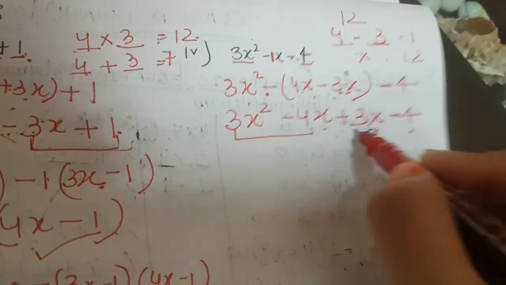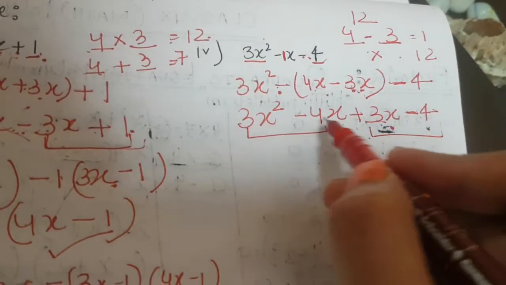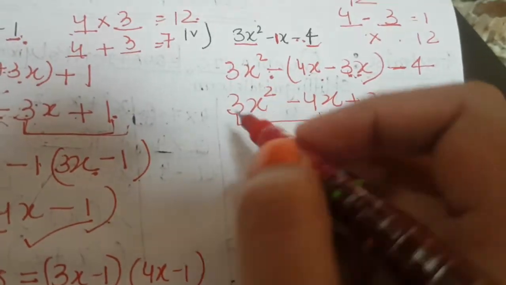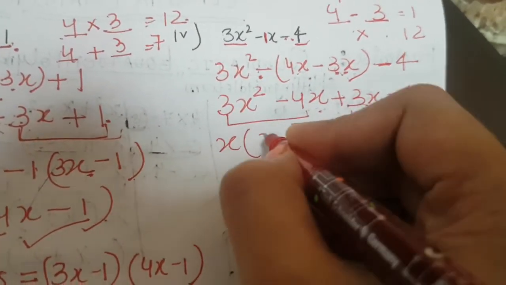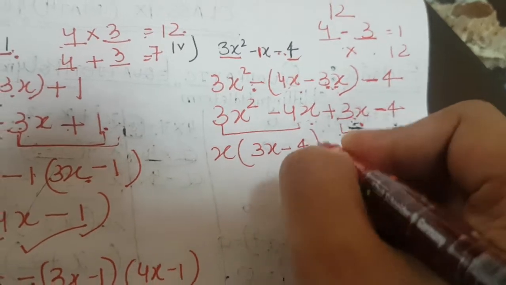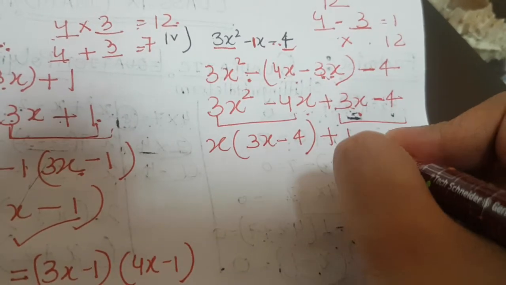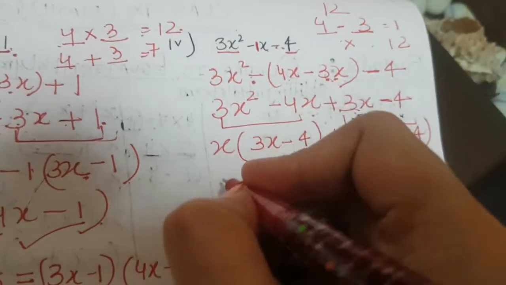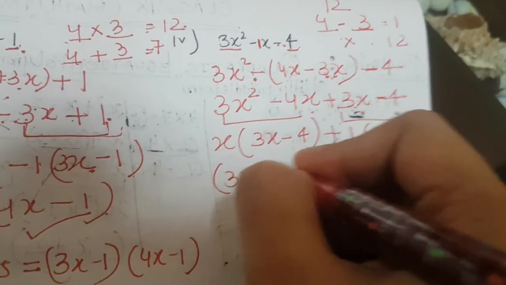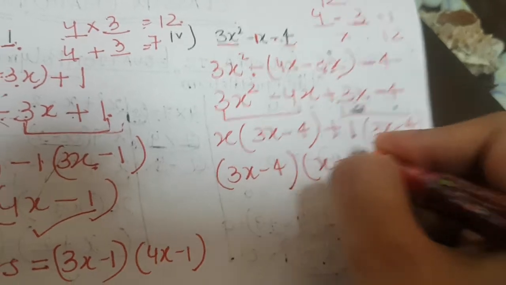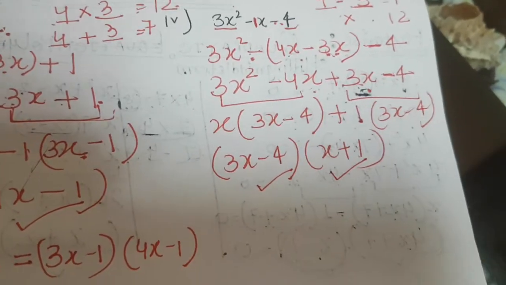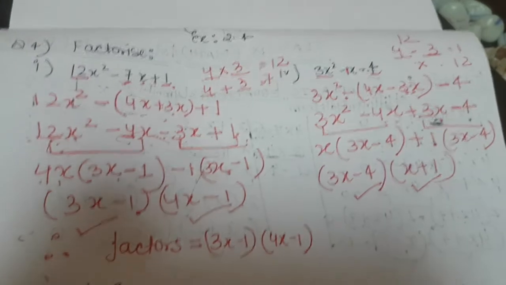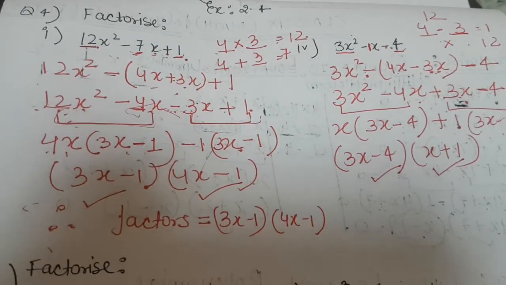Now make two pairs. Can any number be taken common? No, because 3 and 4 are both co-prime. Only x. So what is left here? 3x minus 4. And from here only 1 can be taken common, 3x minus 4. Now take common 3x minus 4. So x plus 1 is left. So what are the two factors? 3x minus 4 and x plus 1. I hope this quadratic polynomial factorization is clear to you.